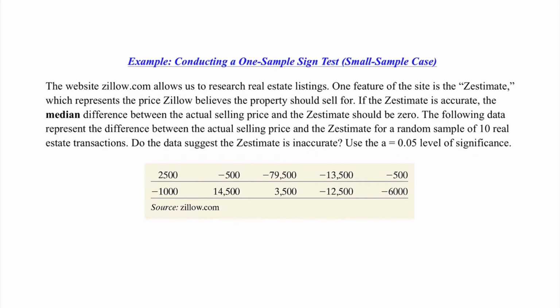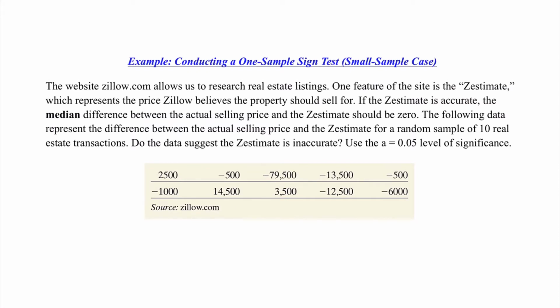Jumping into our example then, we're told the website Zillow.com allows us to research real estate listings. One feature of the site is called the Z-estimate, or Zestimate. And this Z-estimate represents the price Zillow believes the property should sell for. If the Z-estimate is accurate, the median difference between the actual selling price and the Z-estimate should be 0. The following data represent the difference between the actual selling price and the Z-estimate for a random sample of 10 real estate transactions. Do the data suggest that the Z-estimate is inaccurate? We're told to use the alpha equal to 0.05 level of significance.